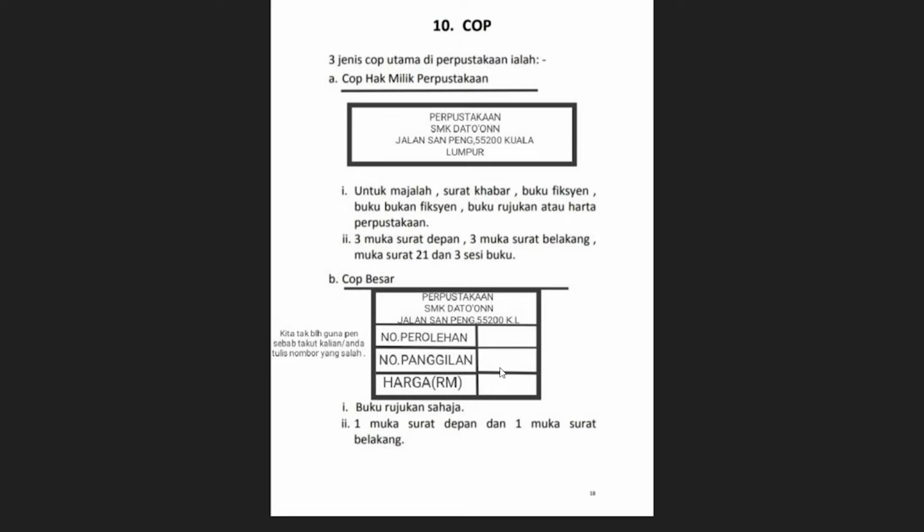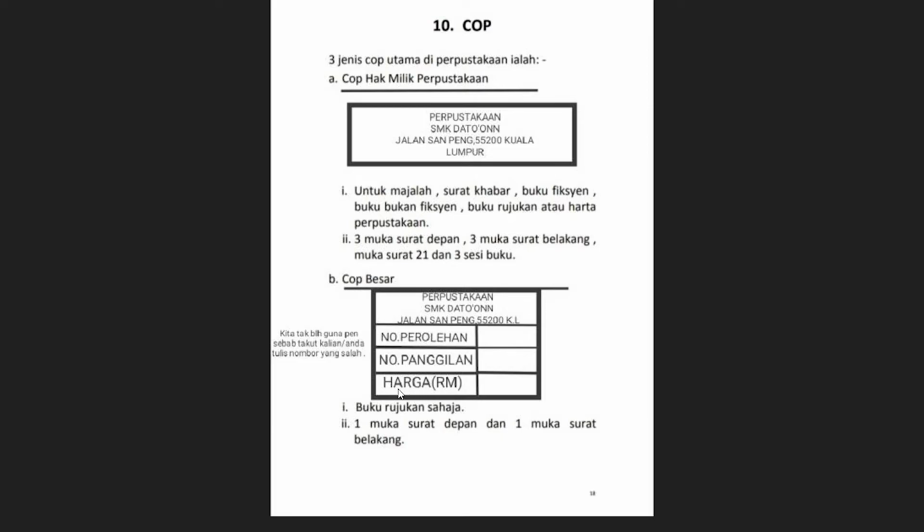So for this chop, we are only using it in reference books, not fiction, not novels, not magazine, not newspaper, only in reference books. Reference books are the books that you use to study for your exams. And we would chop this at the first page and the last page of the book. And as you can see, there are boxes that you can fill in. So the first 2 boxes, nombor perolehan and nombor panggilan, are sort of like unique codes for the book, so that we can look back at the data of this book in either the manual record or the digital record of the book.